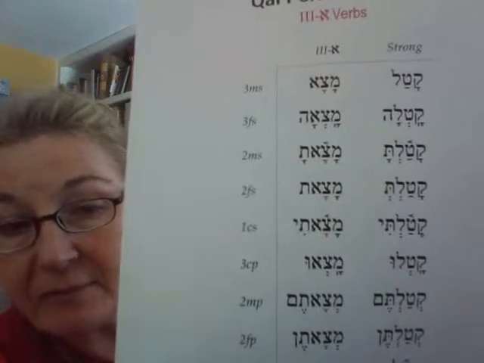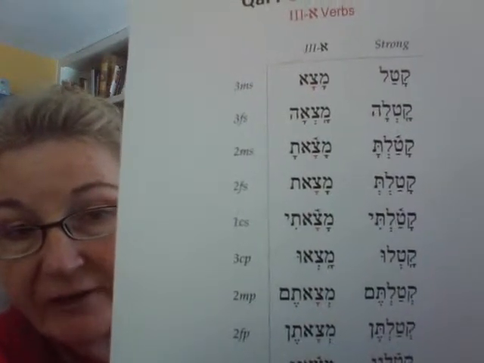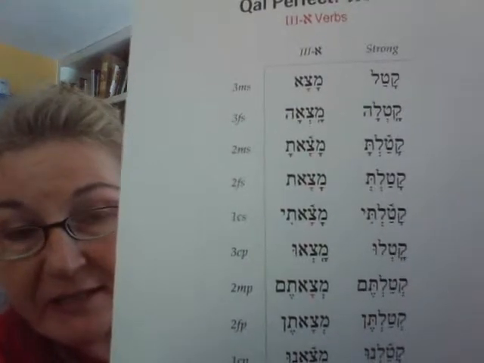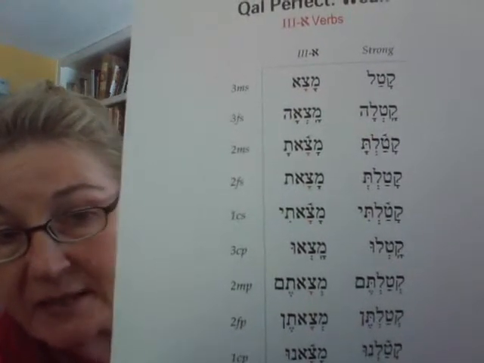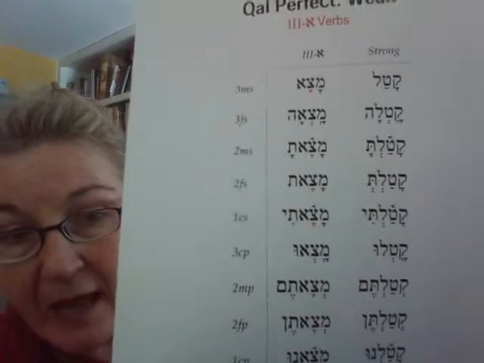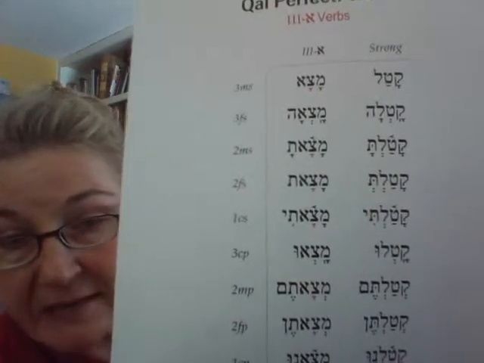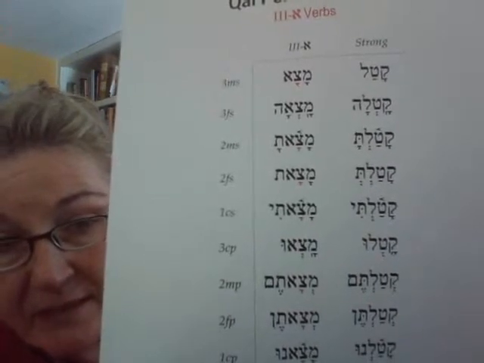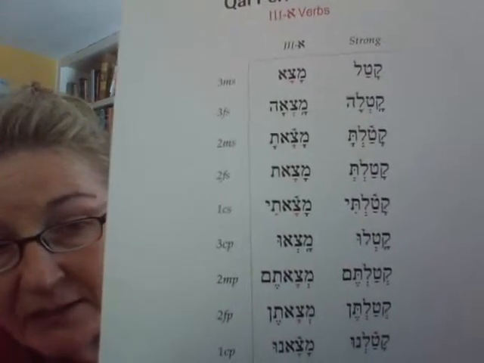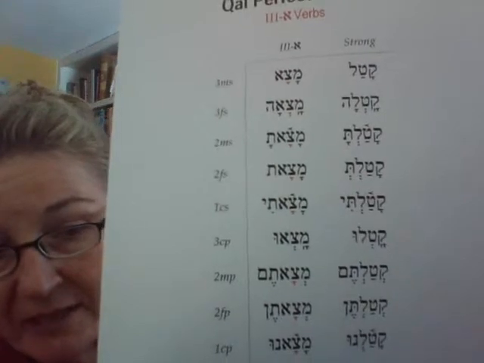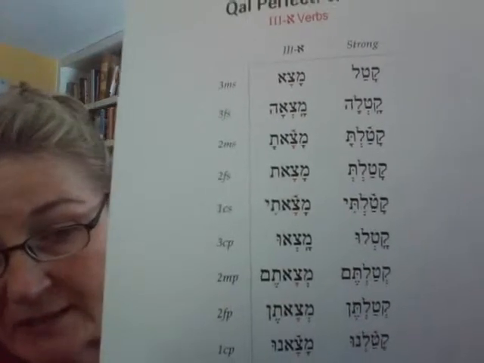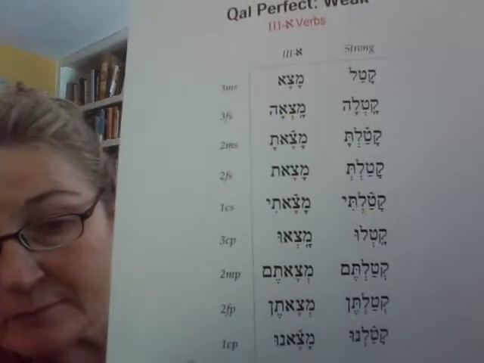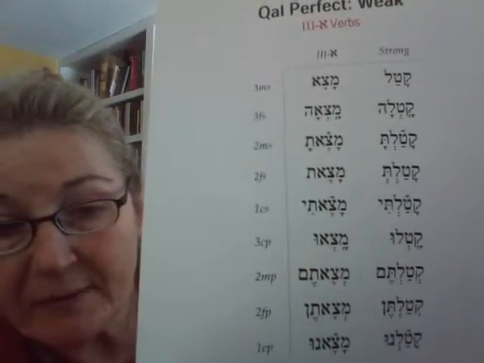Just very basic or simple rules, again, that you don't have to memorize. You can see that the changes are very few. The patach in that second vowel position basically becomes a qamets in the third masculine singular, and it stays the same in the third feminine singular. Again, the patach becomes a qamets in the second masculine singular. The patach becomes a qamets in the second feminine singular. The patach becomes a qamets in the first common singular. The patach becomes a qamets in the second masculine plural, and the same for the second feminine plural and the first common plural.